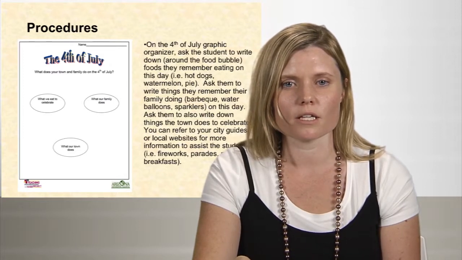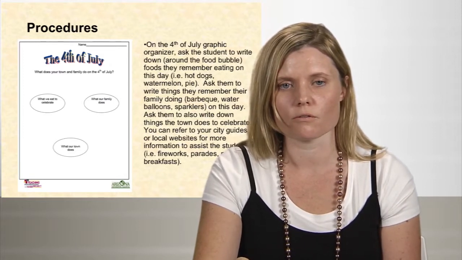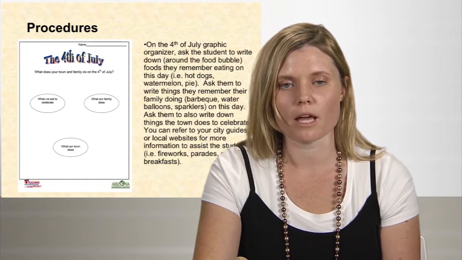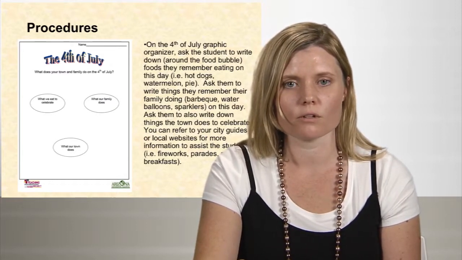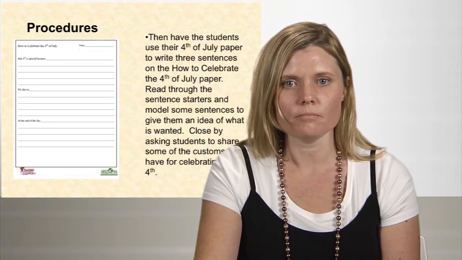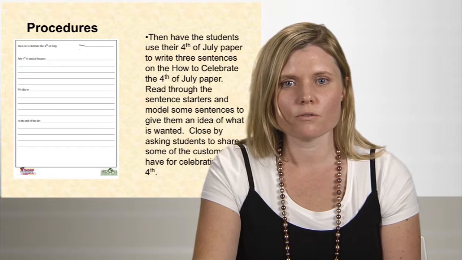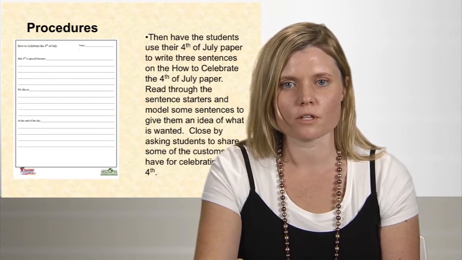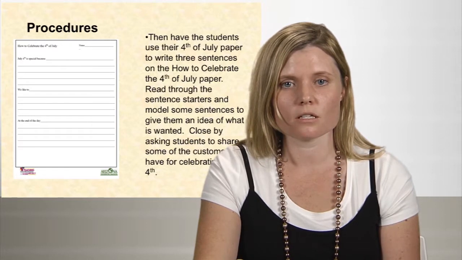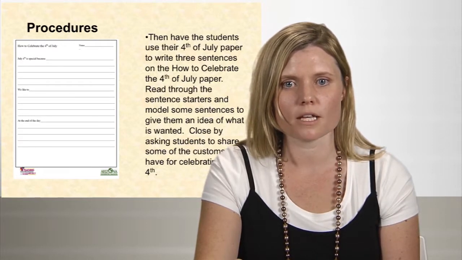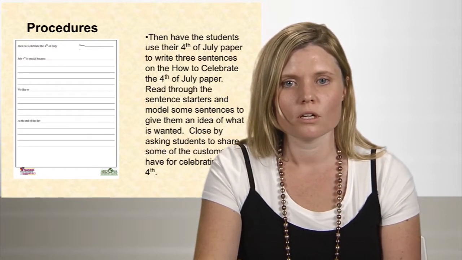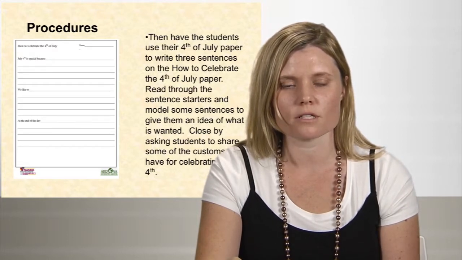And you can have them write down what their towns do on the 4th of July, like the parades or pancake breakfasts. So you might need to look at local websites to find out what your town does. The students are then going to do a writing assignment. So they'll use their 4th of July paper to write 3 sentences on the how to celebrate the 4th of July paper. You'll read through the sentence starters with the students and model some sentence ideas on what they can do. You'll close by asking students to share some of the customs they have for celebrating the 4th.